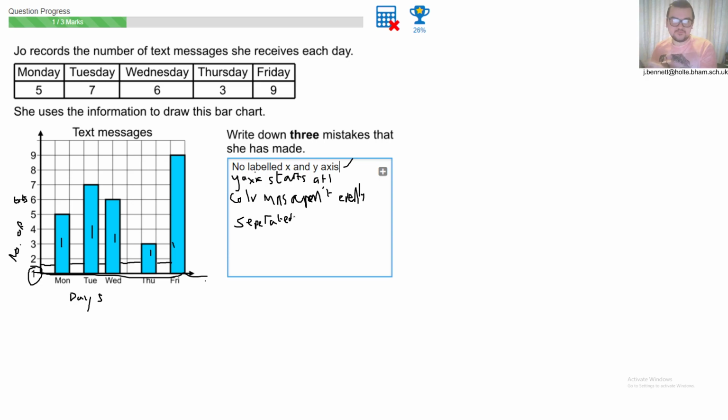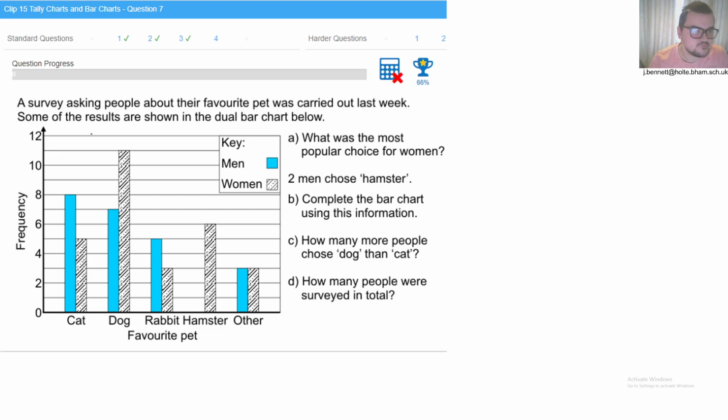So those are 3 mistakes that Jo has made on the bar chart. Let's go on to the next question. A survey asking people about their favourite pet was carried out last week. Some of the results are shown in this dual bar chart below.